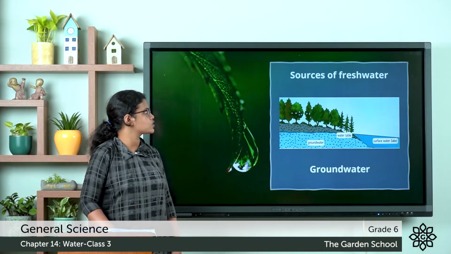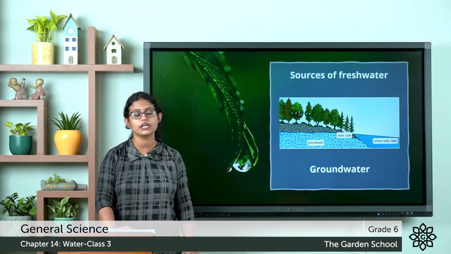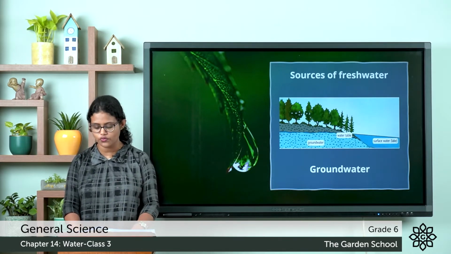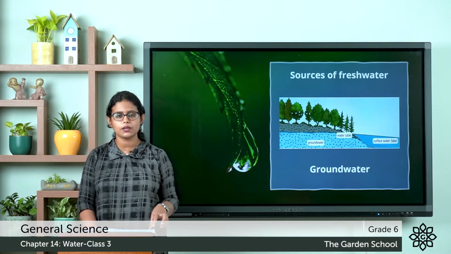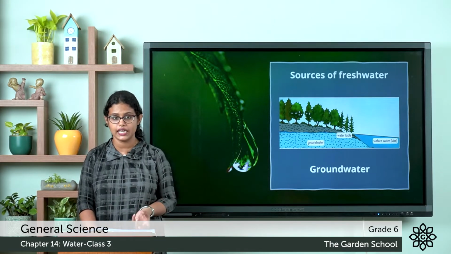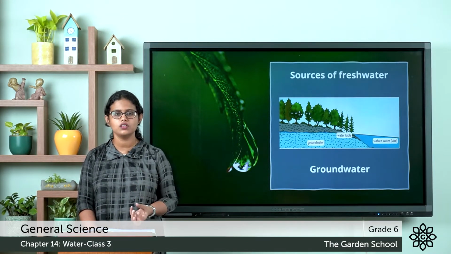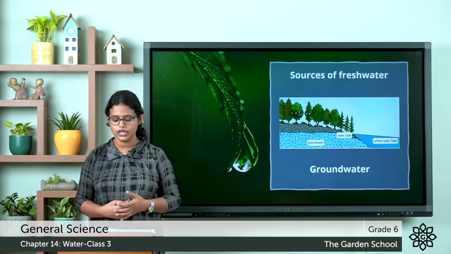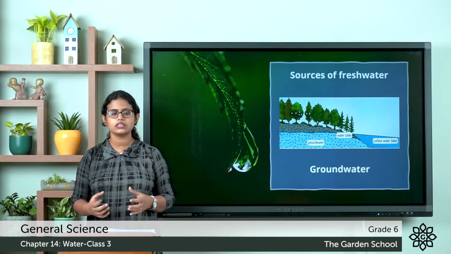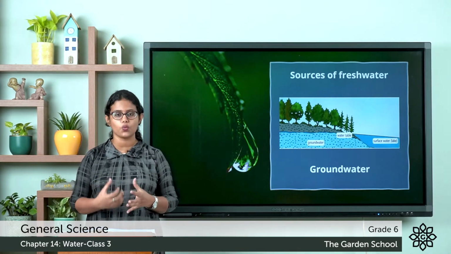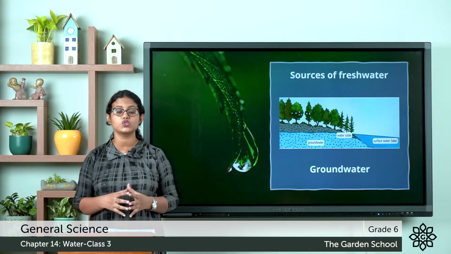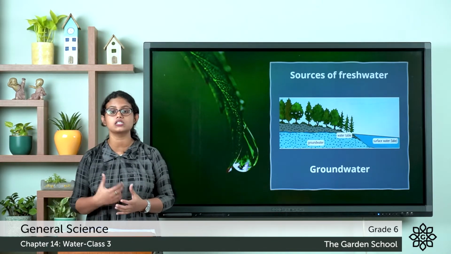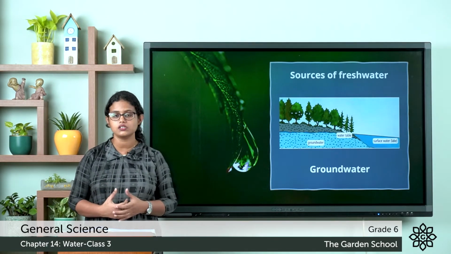Moving on to the next source of fresh water, that is groundwater. So groundwater is one of the most valuable sources of fresh water and it supplies water to wells and lakes, and from there we get a fresh supply of water. As the rainwater seeps into the soil, it wets the soil, and the excess amount of water seeps deeper into the ground and fills the spaces in the rocks. So that is known as groundwater.